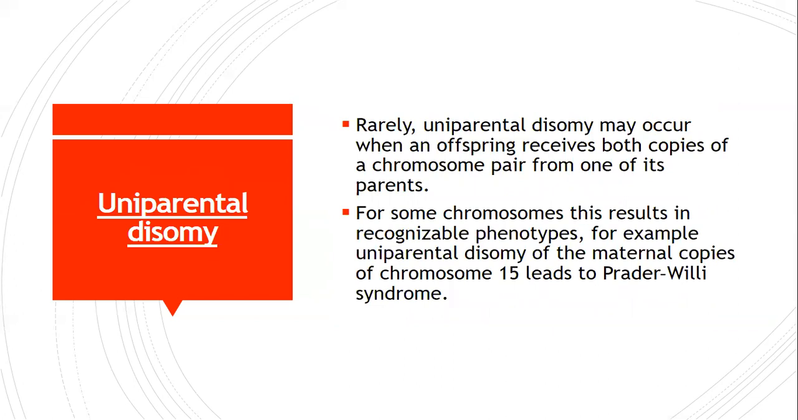Uniparental disomy. Rarely, uniparental disomy may occur when an offspring receives both copies of a chromosome pair from one of its parents. So the gene from the other parent is not received, and both are received from one parent. For some chromosomes, this results in recognizable phenotypes. For example, uniparental disomy of maternal copies of chromosome 15 leads to Prader-Willi syndrome.